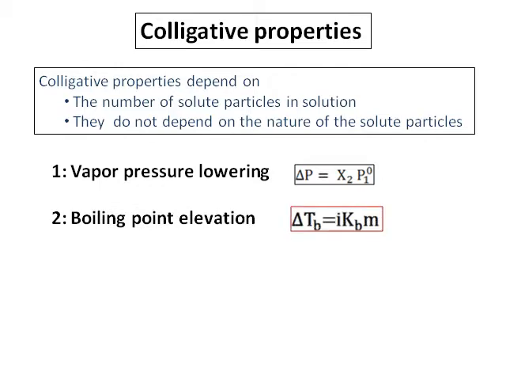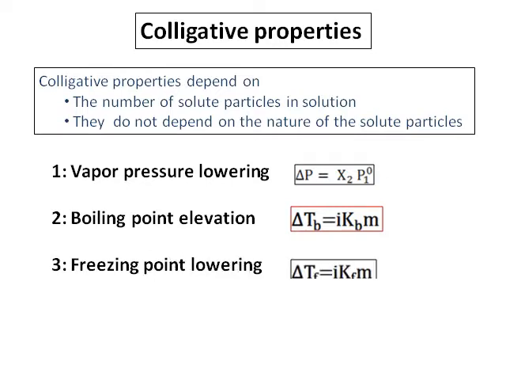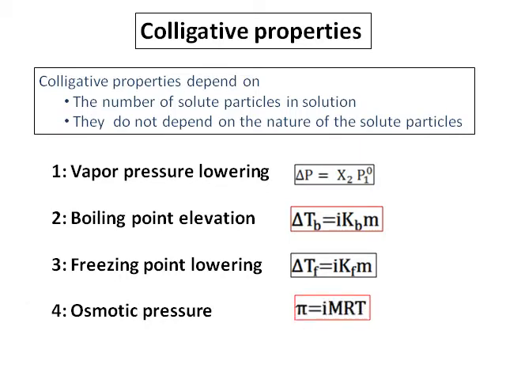is the freezing point lowering, or we can call it freezing point depression also, and the fourth one, osmotic pressure. The formula for each one is also given over there, but this video is going to focus on freezing point lowering, which is equal to delta TF equals i Kf m.